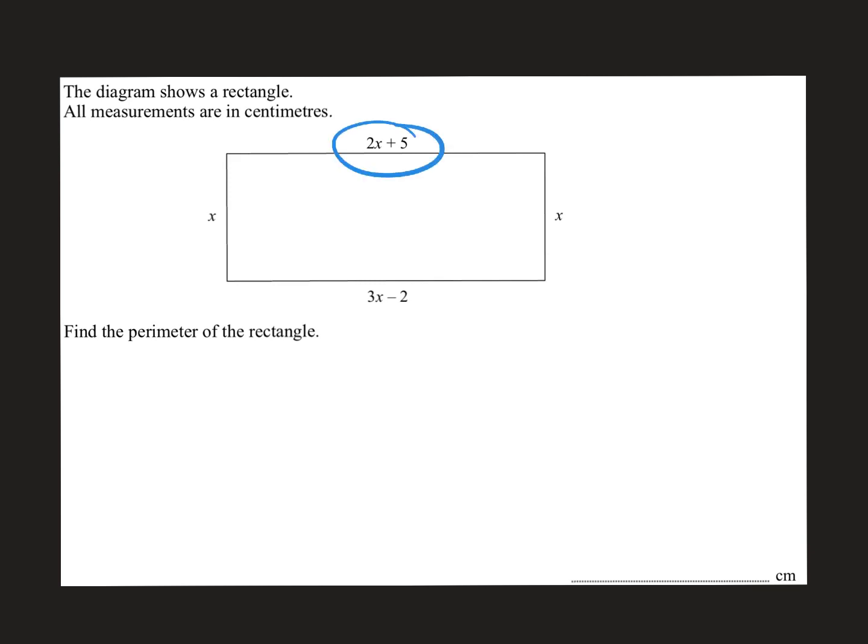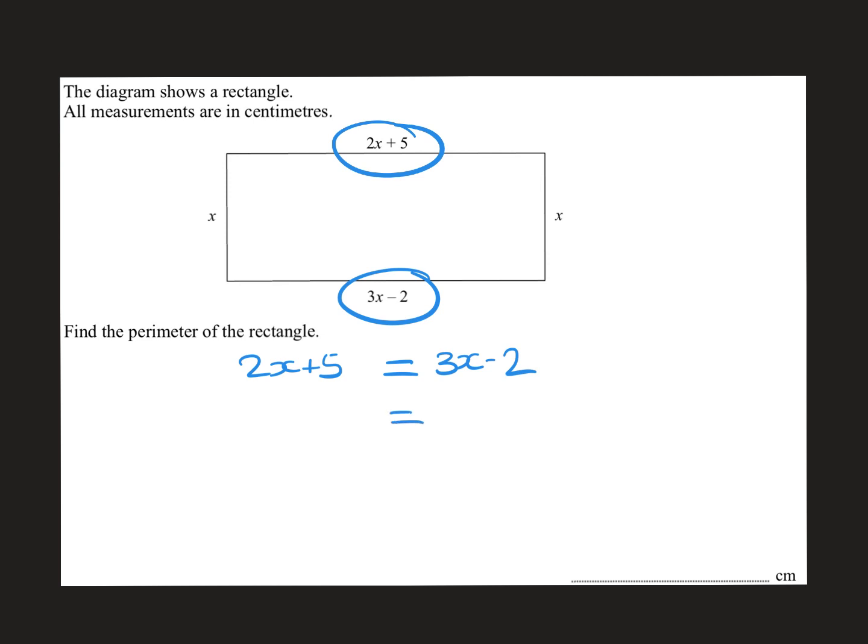Now, this side up here is exactly the same length as this side at the bottom, which means that they are equal to each other. So when things are equal to each other, we put a little equal sign in. So that means the top one, 2x plus 5, is equal to 3x minus 2. Now we need to solve this equation in order to find out x. And again, if you haven't done any solving equations before, you're going to need to go back and watch the video on solving equations with unknown on both sides.